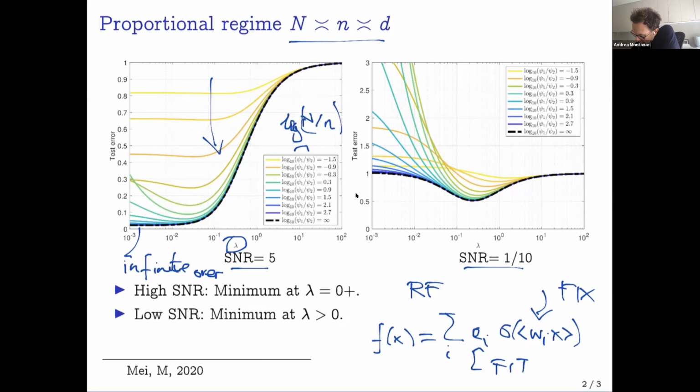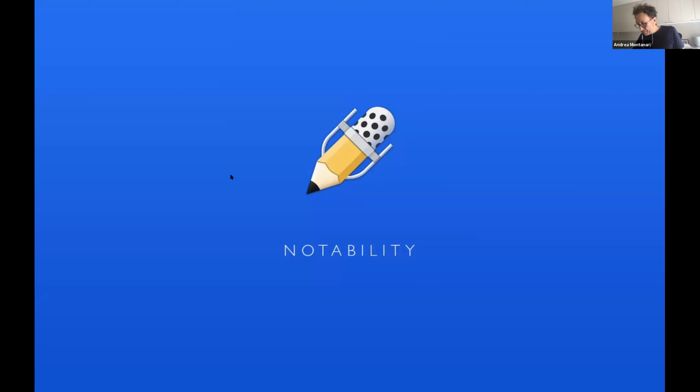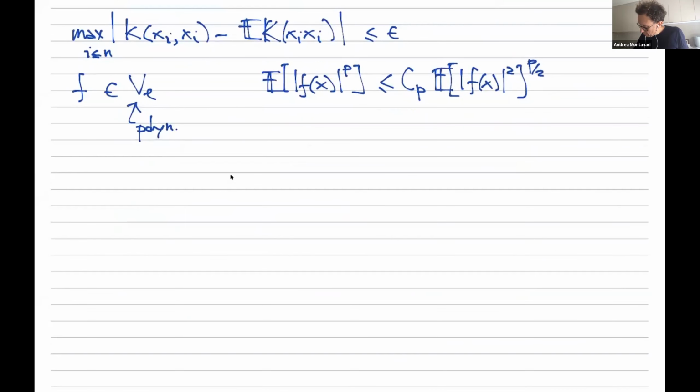And then what we see is, what is the optimal lambda? Well, it depends on the SNR. At high SNR, the optimal lambda is at 0, so interpolation is optimal. At low SNR, instead, the optimal lambda is strictly positive. Okay? So in the theorem that I stated, there was no such phase transition because we looked at a non-proportional regime that is somehow simpler. In the proportional regime, the picture is more nuanced. At high SNR, you don't need to regularize. At low SNR, you need to. And this matches our intuition that high SNR applications are better suited for neural networks or for deep learning methods.